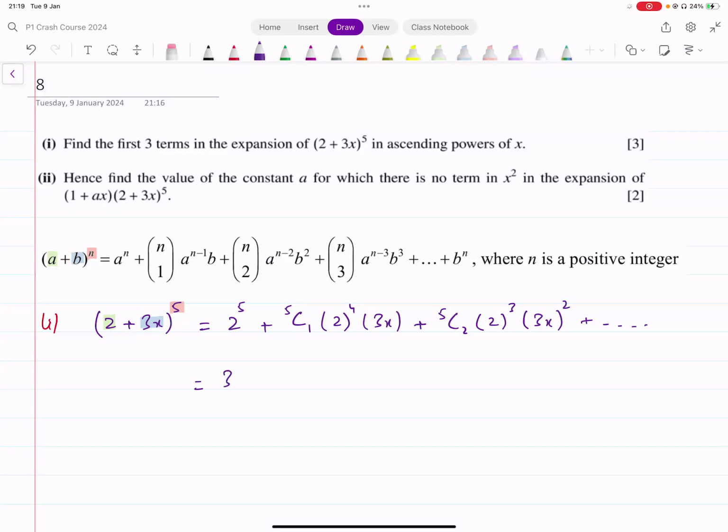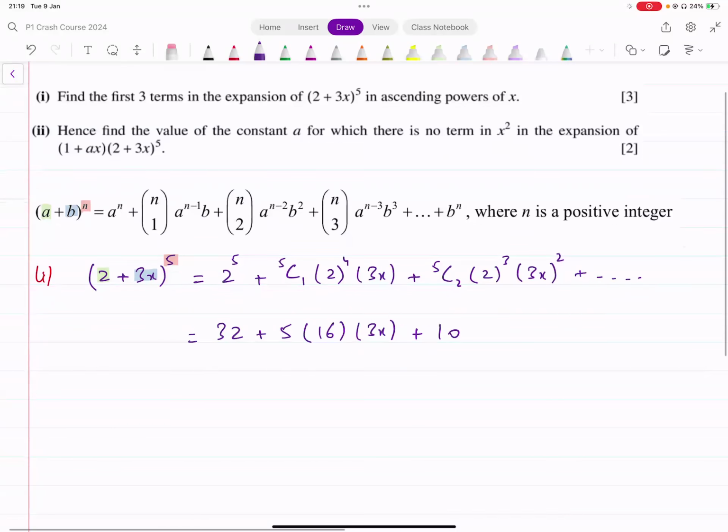2 raised to power 5 is 32 plus 5c1 is 5 into 2 raised to power 4 is 16, 16 into 3x, plus 5c2 is 10. You can do that on your calculator. I just tend to remember this because I've done 5c something or 6c something. Once you've done enough practice, you start remembering at least the 5 ones and 6 ones. The bigger numbers are hard to remember, but these are easier. 5c2 is 10, so 10 into 2 cubed, that is 8, and then (3x) squared is 9x squared.